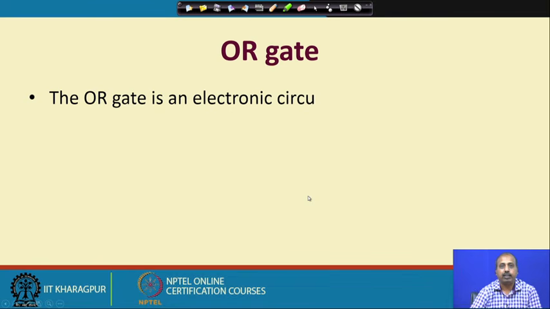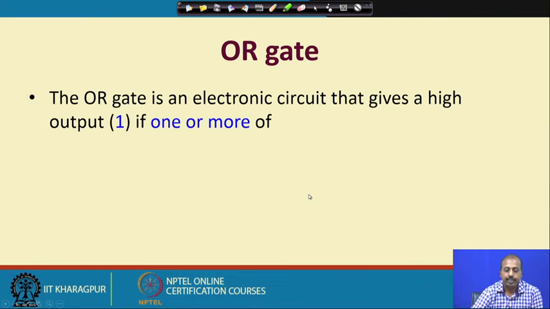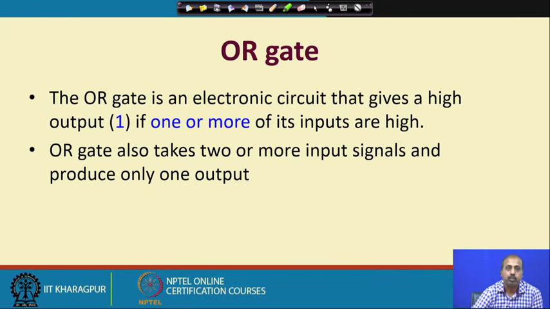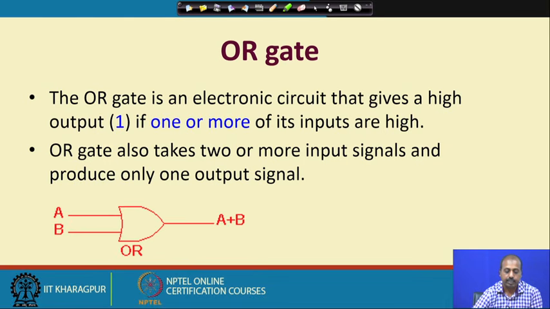The next fundamental gate that we will consider is the OR gate. An OR gate is an electronic circuit that gives high output if one or more of its inputs are high. This is depicted by the truth table that we have seen for the OR functionality. Whenever at least one of the inputs is high, the output is high, and only when all the inputs are equal to 0, the output is 0. Again, you should have at least 2 inputs, but theoretically you can have any higher number of inputs, but practically there will be a limit.